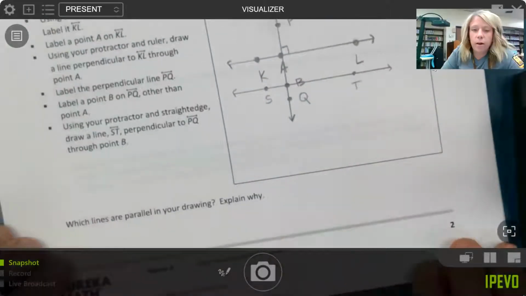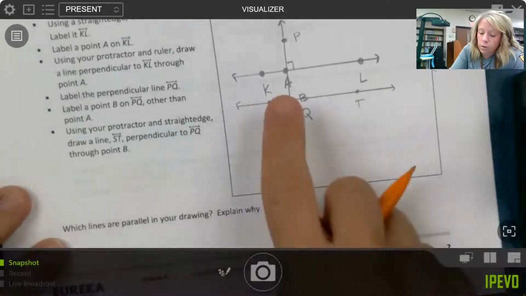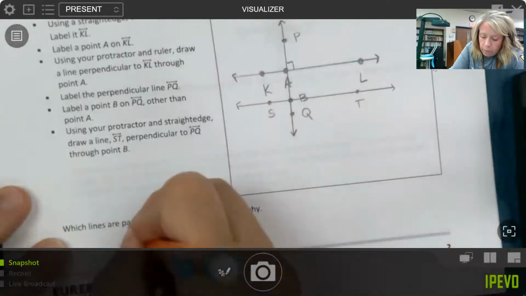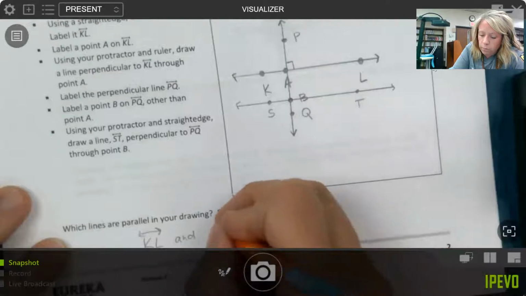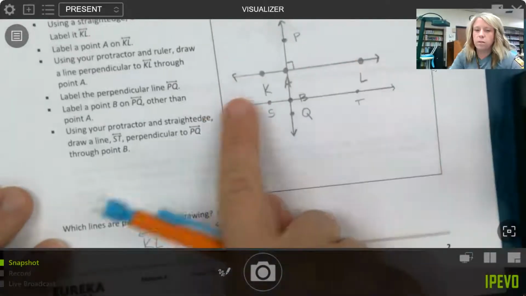Which lines are parallel in your drawing? Remember, parallel means they will never touch. So this would be this line and this line. So line KL and line ST, because this line will never touch this line.